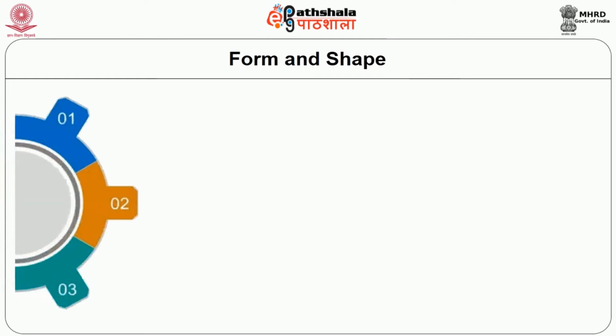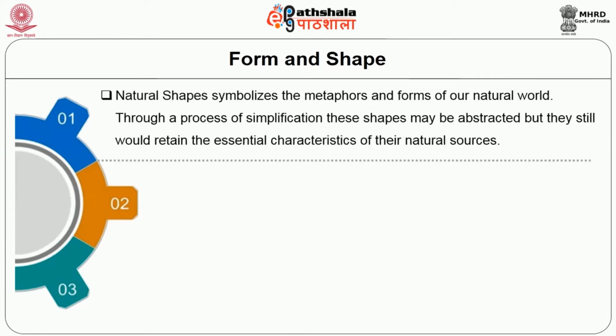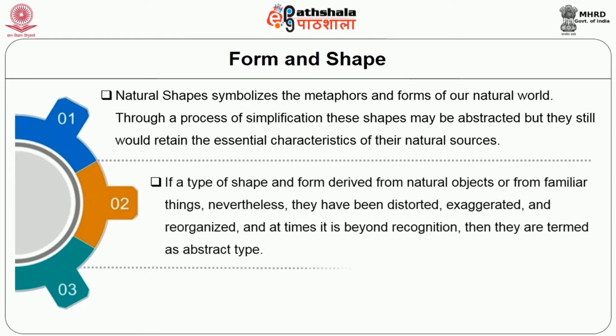So shape and form can be grouped into three different categories. The first one would be natural shape, which symbolizes the metaphors and the forms of our natural world. Through a process of simplification, these shapes may be abstracted, but they still would retain the essential characteristics of their natural sources. And if a type of shape and form is derived from natural objects or from familiar things, and nevertheless they have been distorted or exaggerated and reorganized, and at times it is beyond recognition, then they are termed as abstract type.